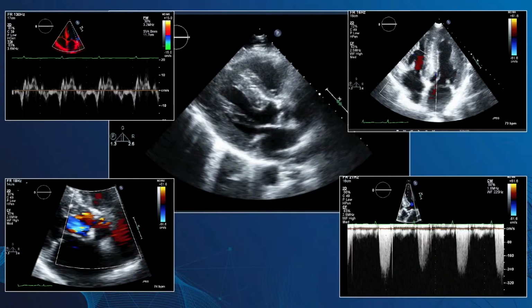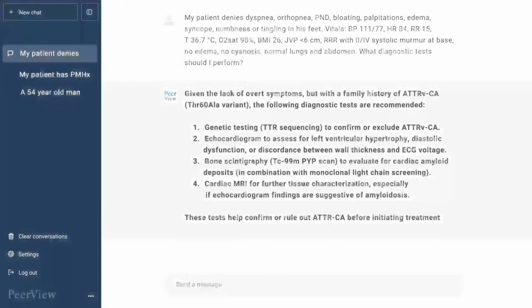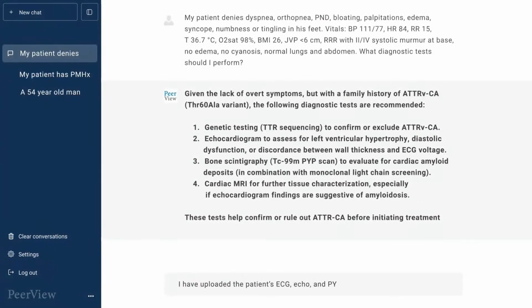And you can see the aortic valve is thickened in the bottom right with an increased Doppler velocity shown by color. And in the upper panel, you see tissue Doppler velocities, which actually are pretty preserved despite the increase in wall thickness. And then this is the SPECT PYP scanning demonstrating diffuse myocardial uptake, indicative of transthyretin amyloidosis in the absence of any monoclonal proteins. So let's see what the chatbot thinks of these particular images.